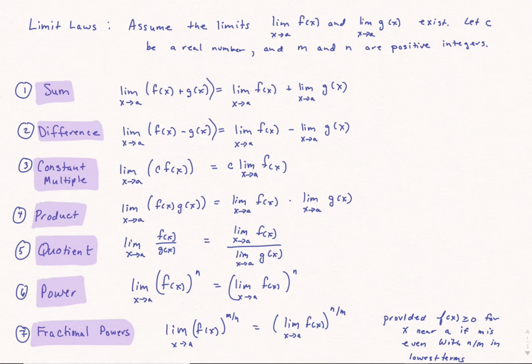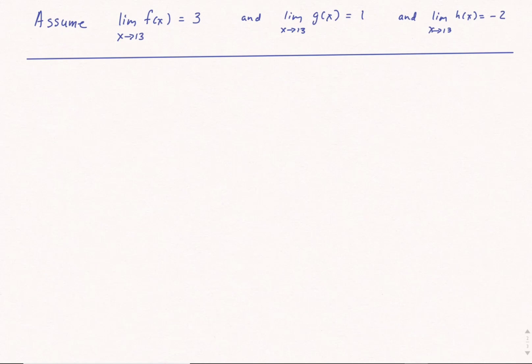Let's do some examples with these. Hopefully you have these written down, so I switch to the next page. I'm just going to refer to them both by name and number. For all these examples, we're going to assume the following. The limit as x approaches 13 of f of x is 3. The limit as x approaches 13 of g of x is 1. And the limit as x approaches 13 of h of x is negative 2.